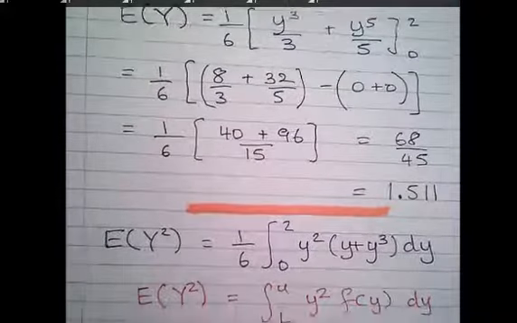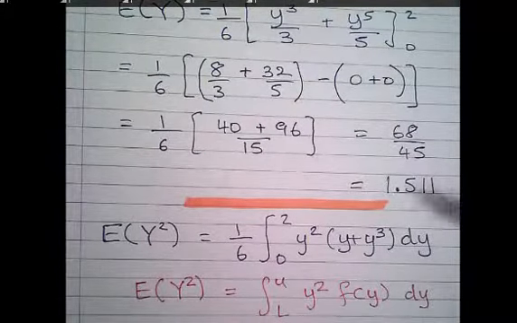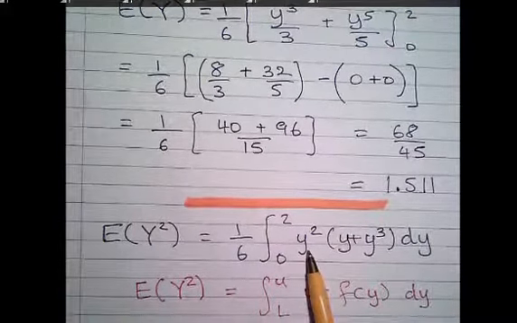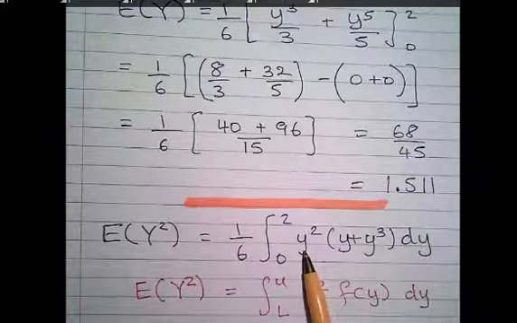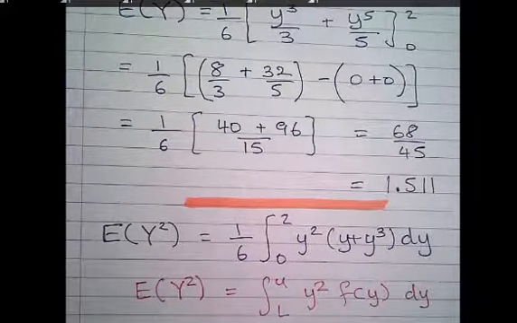The second part is to evaluate the expected value of y squared. Pretty much the same sort of calculation. The only thing we're going to be doing differently in this case is that we are going to use y squared rather than y. Do the same sort of calculation again.